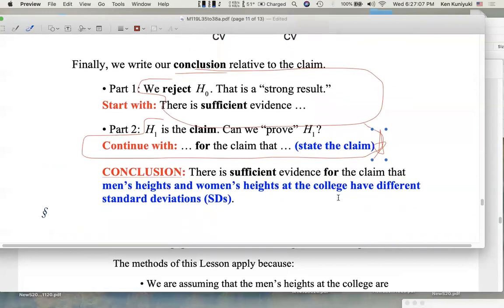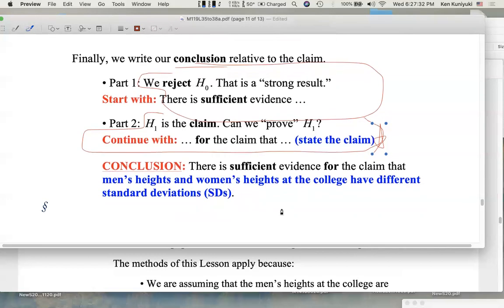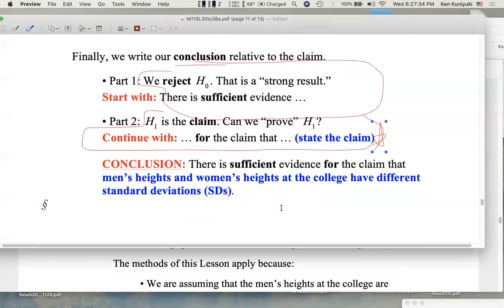So conclusion, put them together. There is sufficient evidence in support of the claim that men's sites and women's sites at the college have different standard deviations. So if you're a doctor looking at some data, and you're claiming that the men and the women have different SDs, different measures of spread, there is in fact sufficient evidence that you're right. You're a smart doctor, whether you're a man or a woman.